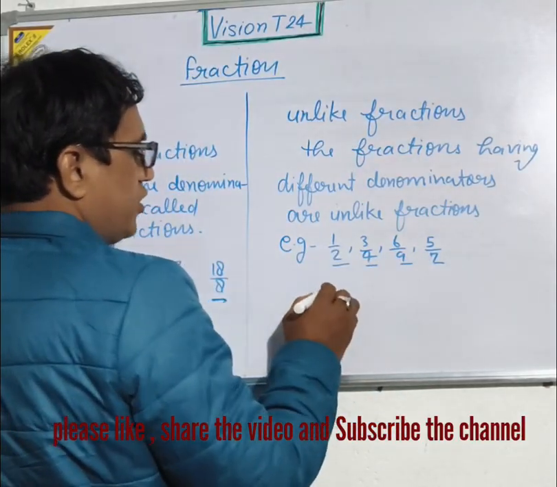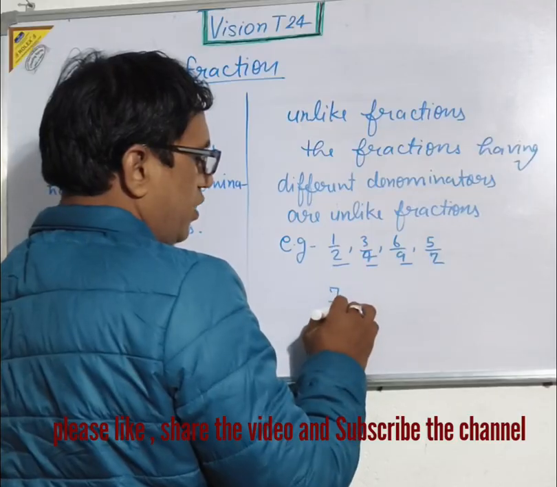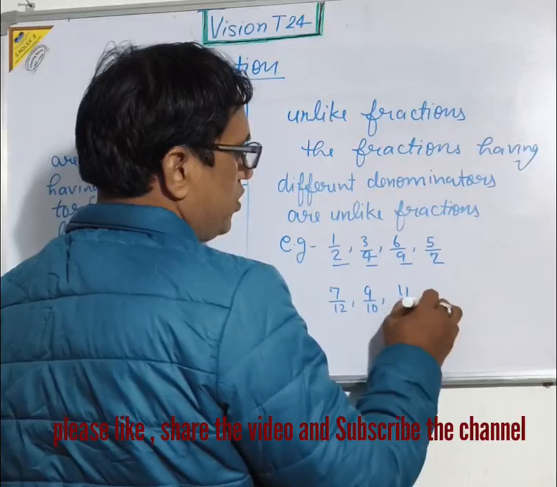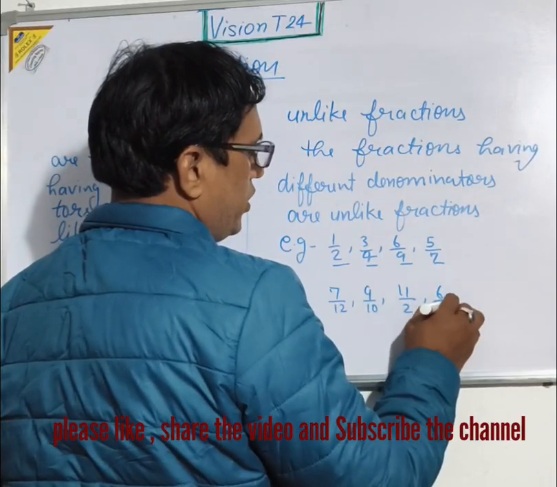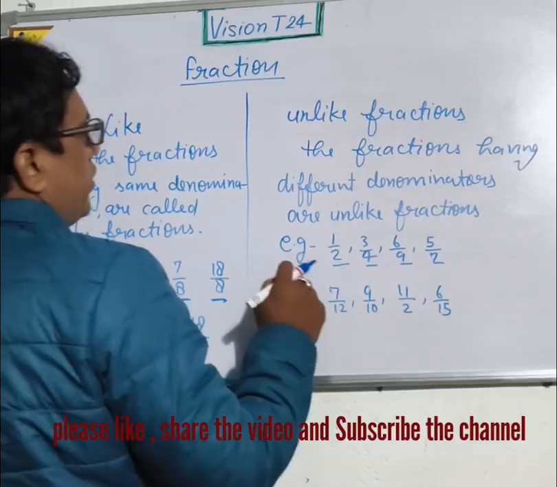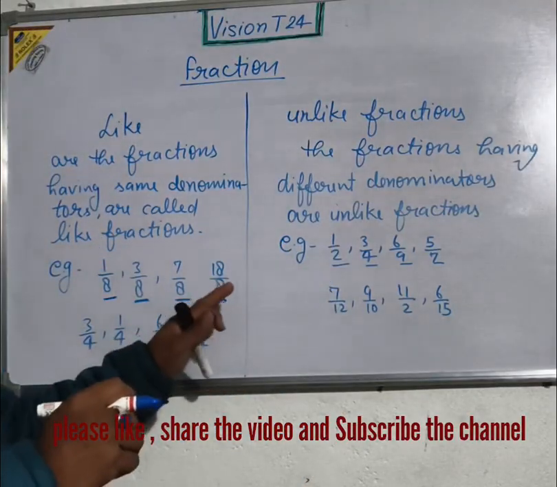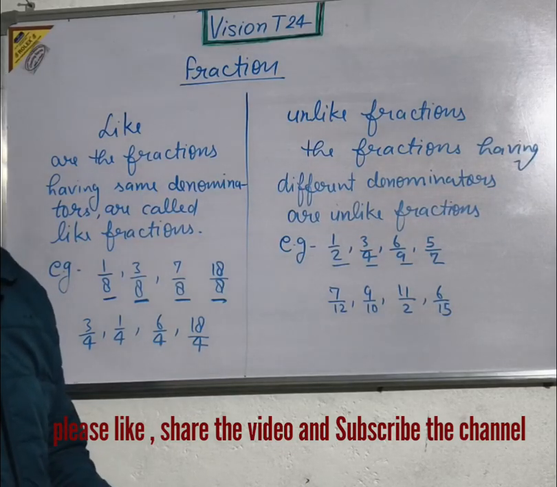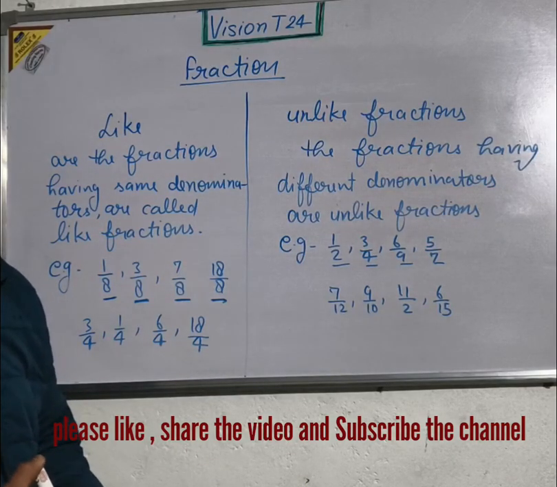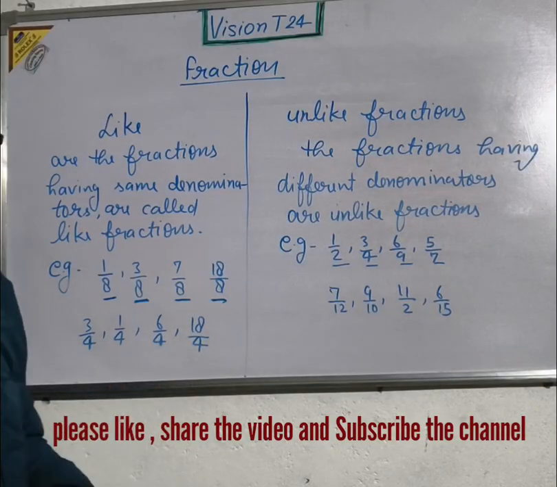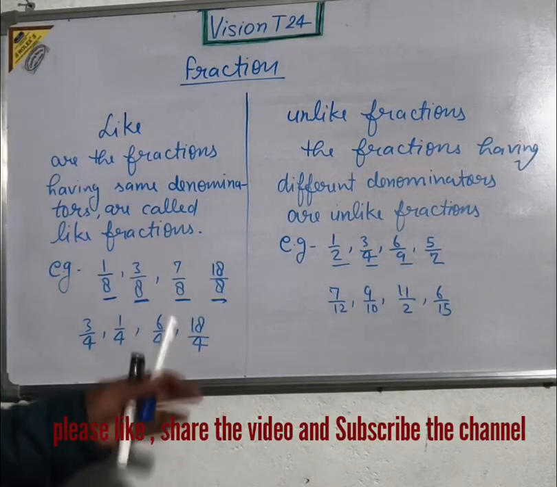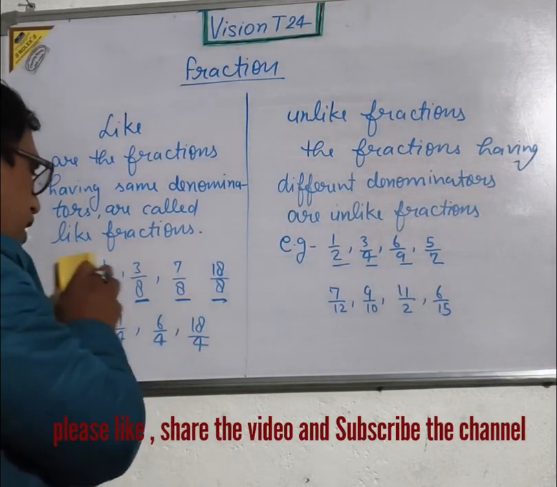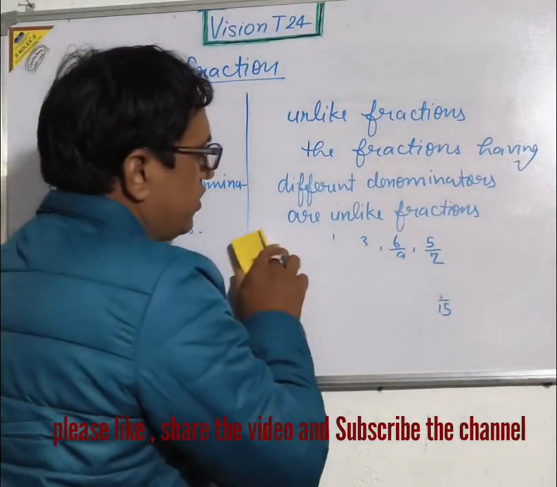So these are unlike fractions, just like 7 upon 12, 9 upon 10, 11 upon 2, 6 upon 15. These are also unlike fractions, right? Have you understood? So you have to differentiate such types of fractions, whether they are like or unlike. Now let me ask certain questions. If I ask, you have to judge whether the fraction is like or unlike.